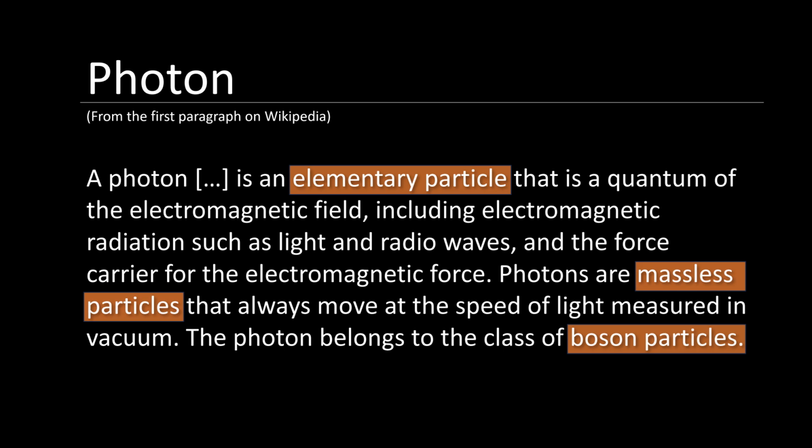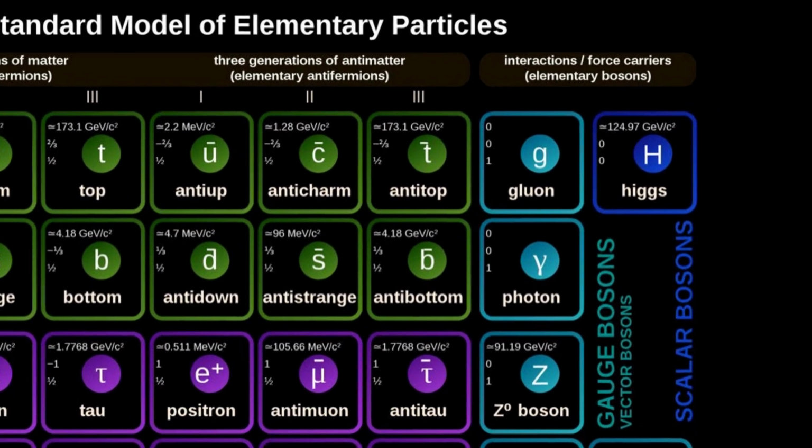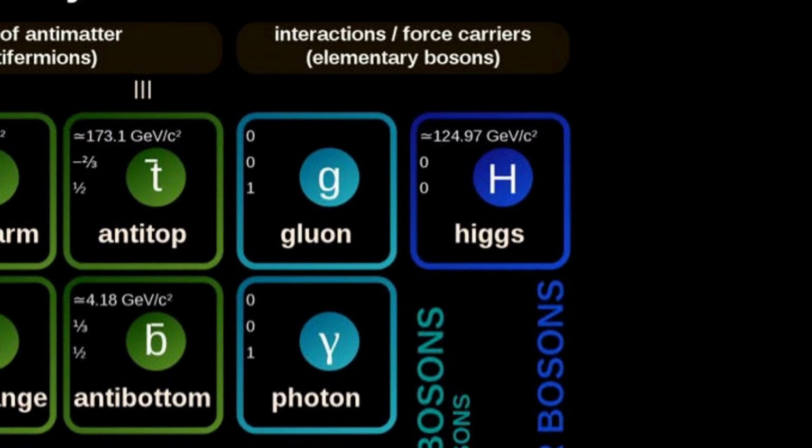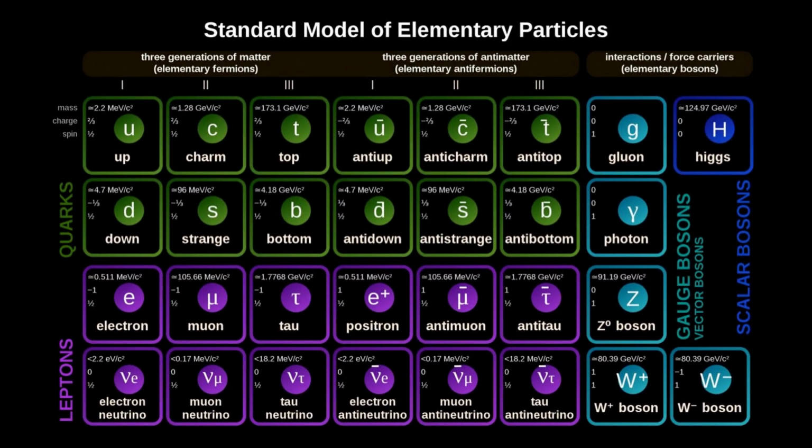So according to Wikipedia, the photon is a boson particle. And if you look up bosons in the standard model of elementary particles, you'll find that they're classified as interactions. So I guess for convenience, particle physicists call everything that is quantized a particle. But from the viewpoint of understanding the behavior of photon detection, this is very confusing.